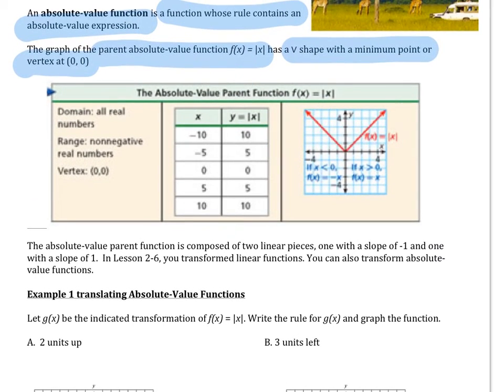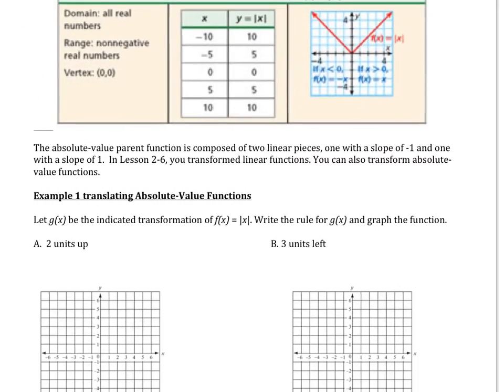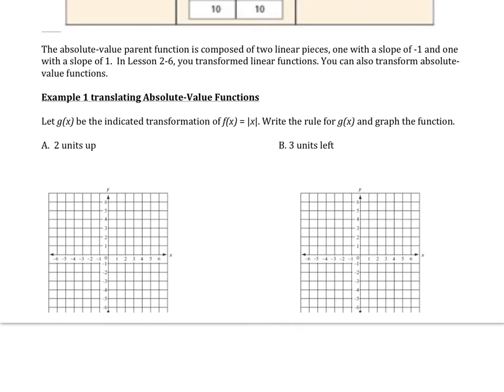So looking at the parent function, nothing is being done to it, no transformations, no minus x, no minus or plus outside of the absolute value, just plain absolute value of x. When you look at the graph, you see that the vertex is at 0, 0, and it makes a V shape. It has two linear pieces, one with a slope of -1 and one with a slope of 1. In lesson 2.6 and the prior sections, we transformed linear functions. We're going to do the same thing now to our absolute value functions.